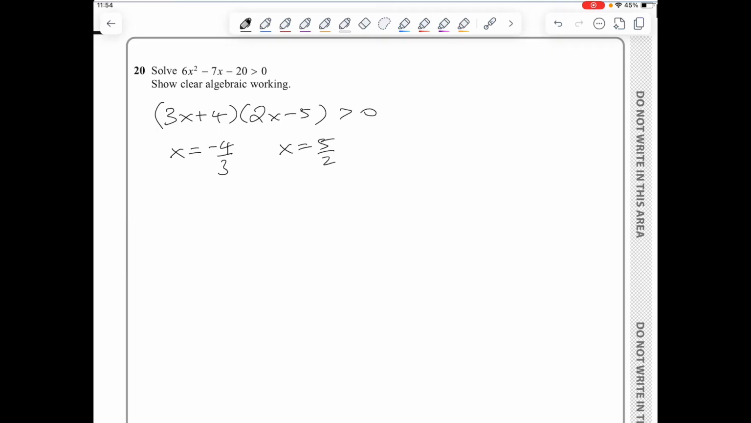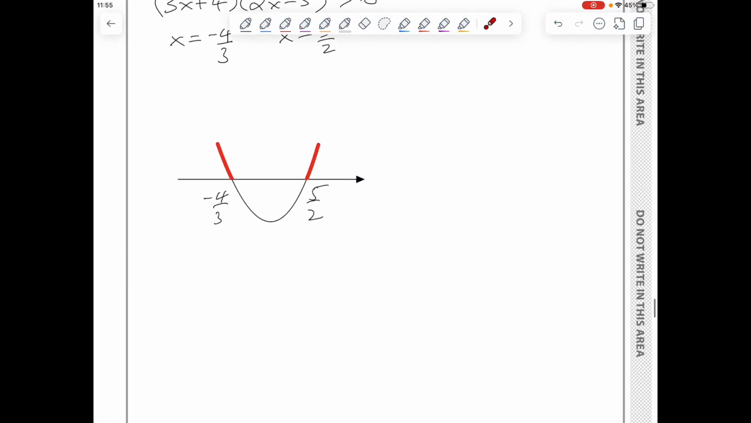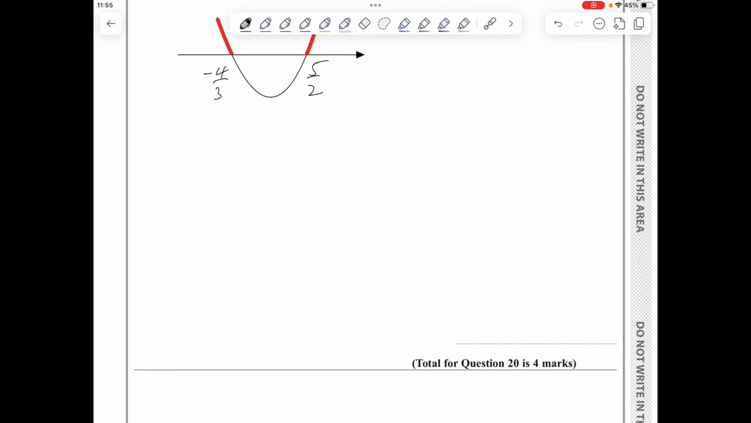The inequality sign is irrelevant for this step, but is important for the next step. Let's draw a number line with our positive quadratic here. This quadratic cuts the x-axis at 2 points. I want this quadratic to be above the x-axis, and the values of x that satisfy this are the values of x to the left of minus 4 over 3 and the values of x to the right of 5 over 2. So my final answers are x less than minus 4 over 3 or x greater than 5 over 2.